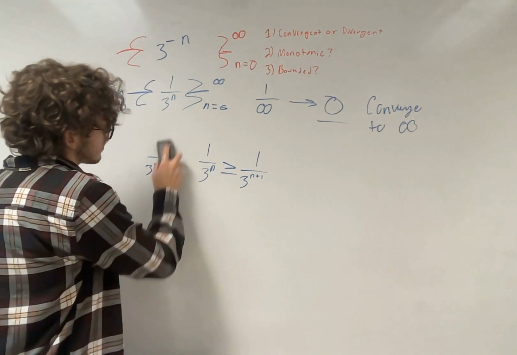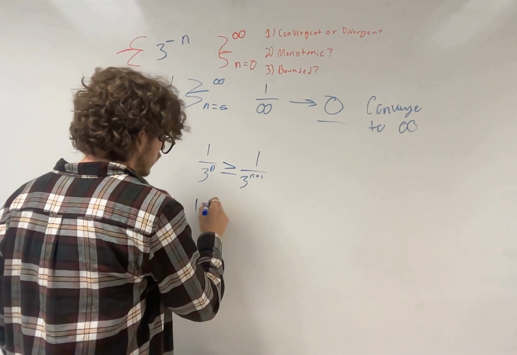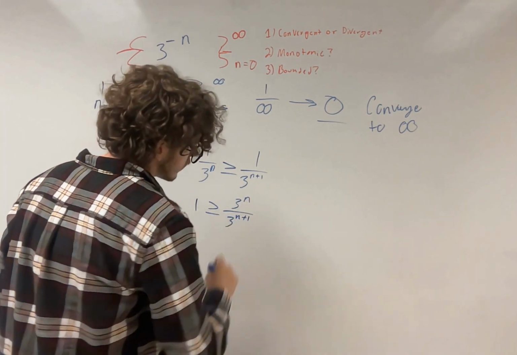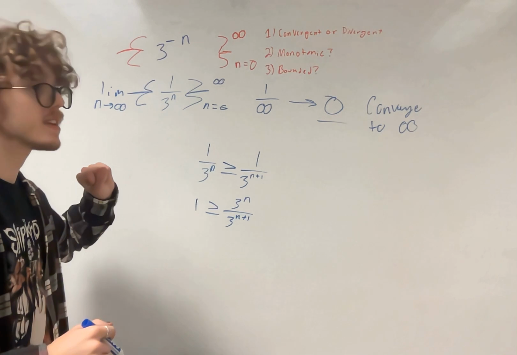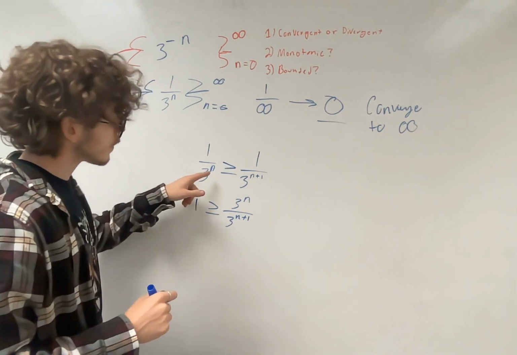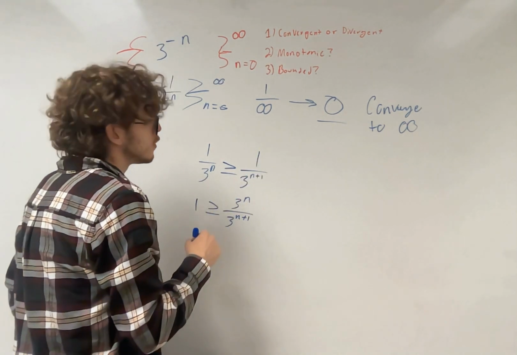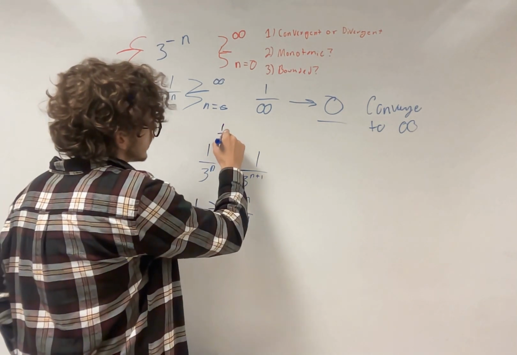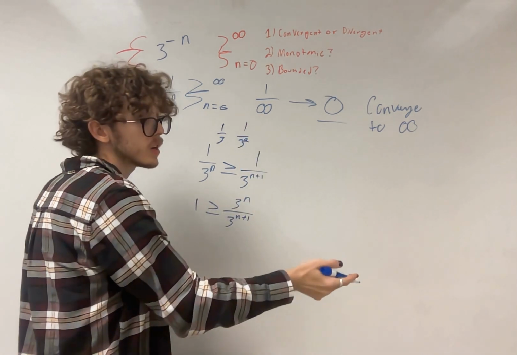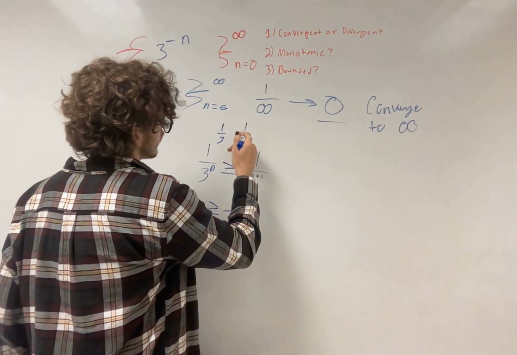Now, I don't care about this one because I want to use a little bit of a relationship. I'm going to multiply this over: 1 is greater than or equal to 3 to the n over 3 to the n plus 1. Now, I'm going to explain this in two ways, and hopefully one of the ways will click with you. So if I plug in 1 for n here, will this always be greater? Well, if I plug in 1, this is going to be 1 over 3. If I plug in 1 here, it's going to be 1 over 3 squared, because n plus 1 is going to be 3 to the second.